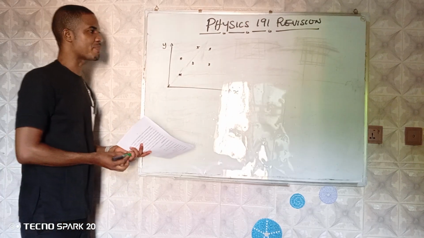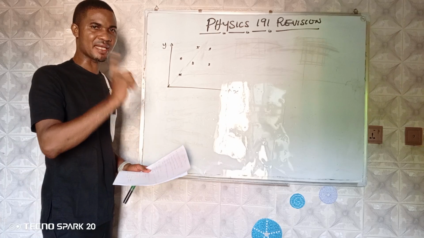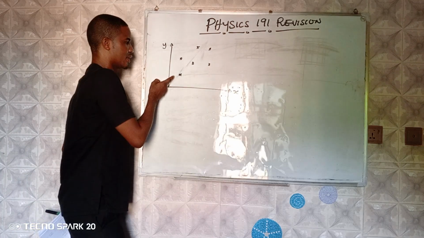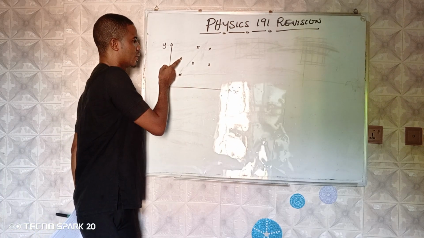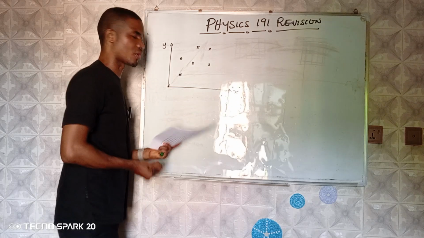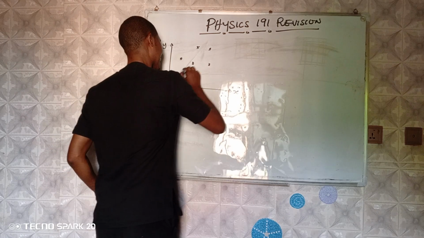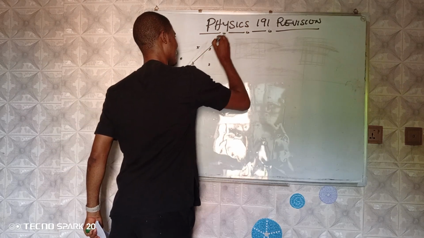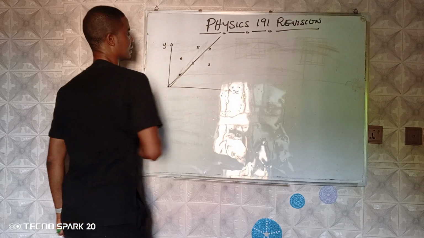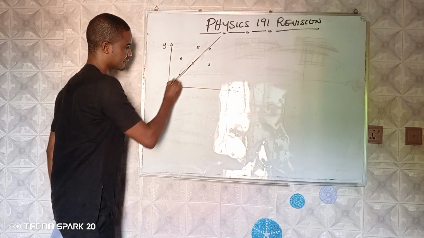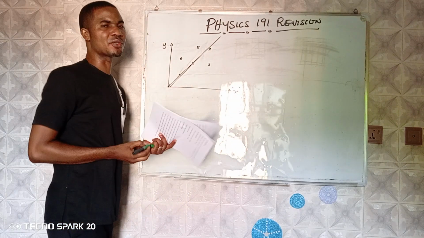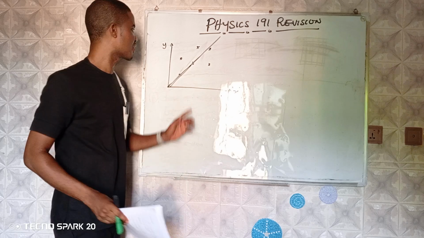Now, my best line is that line that, when you use your ruler, you take as your best line. This is my best line. Now, if you watch this, how do I know that my best line is correct?